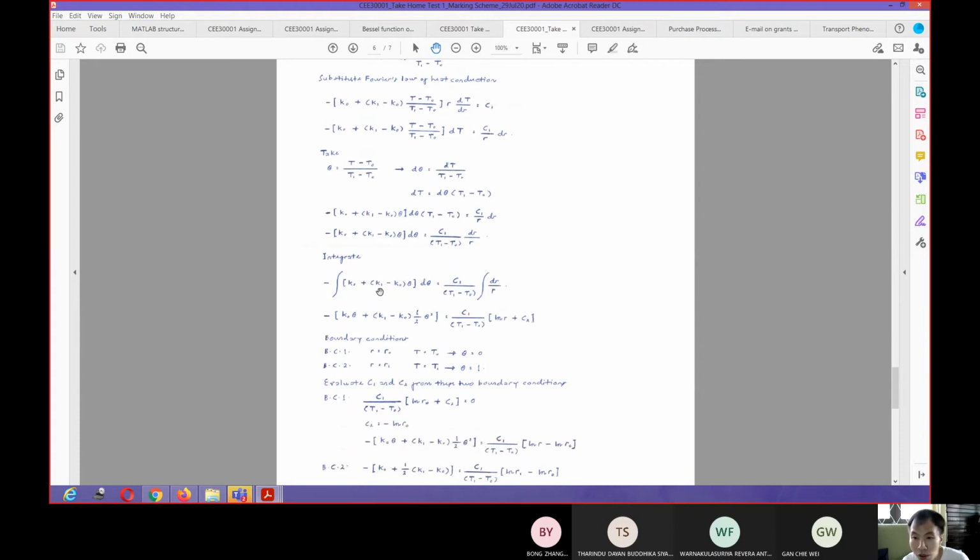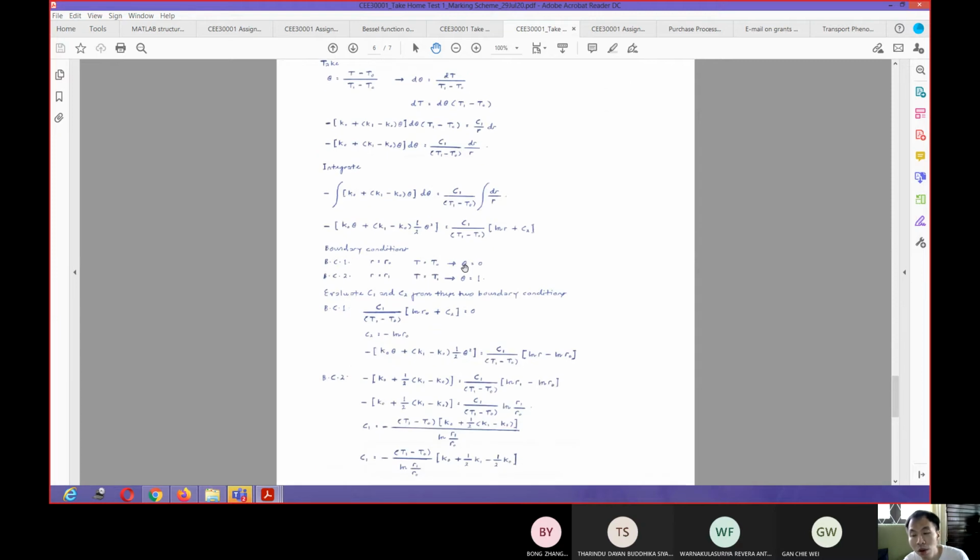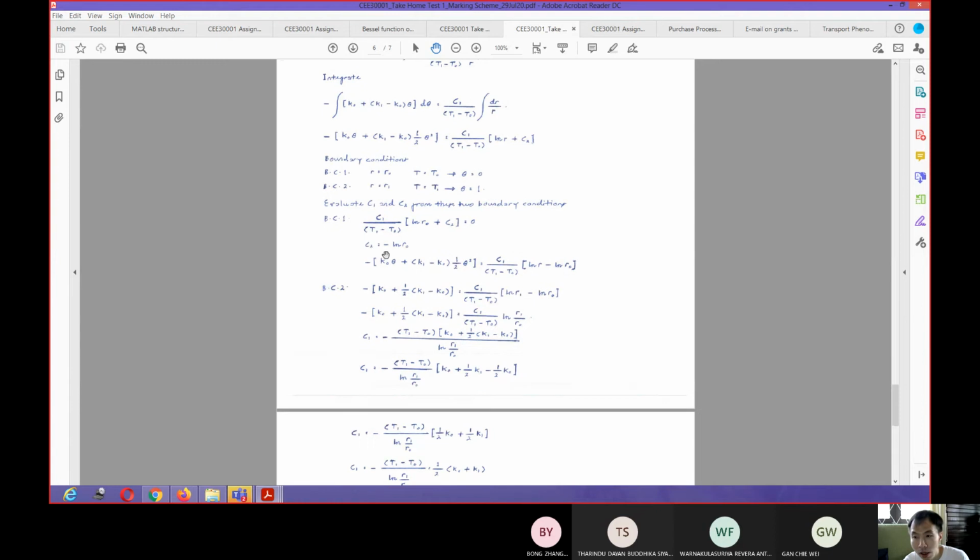Okay? Then once you get that thing, then you can integrate these things. Once you integrate this thing, then you put in the boundary conditions. At R equal R naught, T equal T naught. At R equal R1, T equal T1. Okay? Then you can get this BC1.